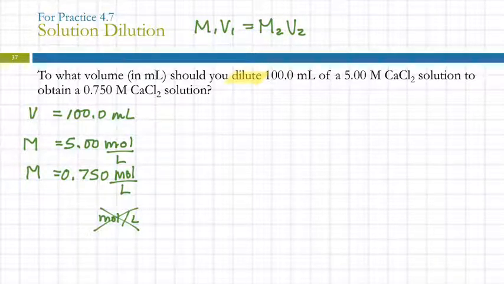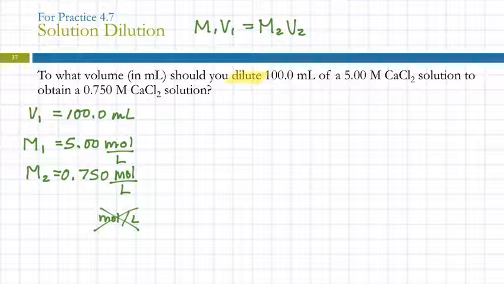Now we have to assign them 1 or 2. There's no initial and final. There's no concentrated and dilute. It's just 1 and 2. It doesn't matter how you assign them, you just have to get them paired up correctly. So this volume, which of the concentrations does it go with? It goes with the 5, right? It says 100 milliliters of 5 molar. Those two go together. I'm going to call them both 1, M1 and V1. That makes my other molarity 2, just molarity of the other solution.